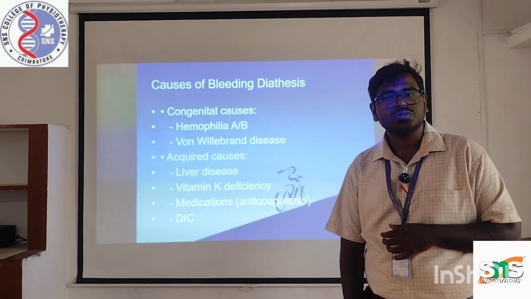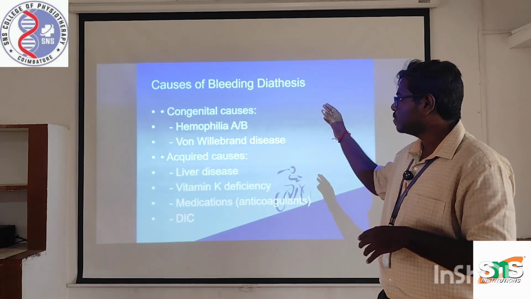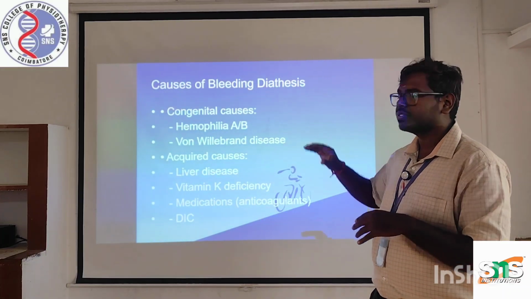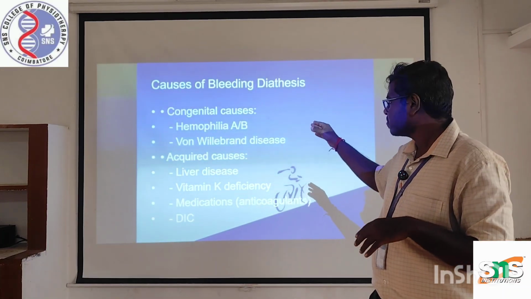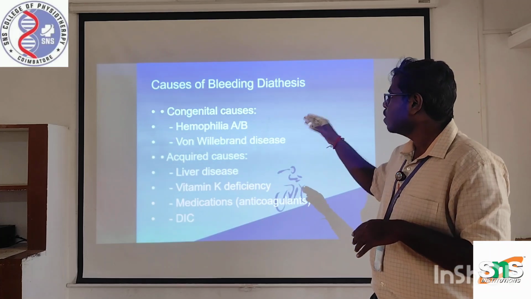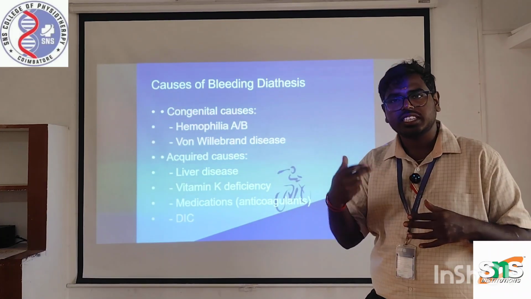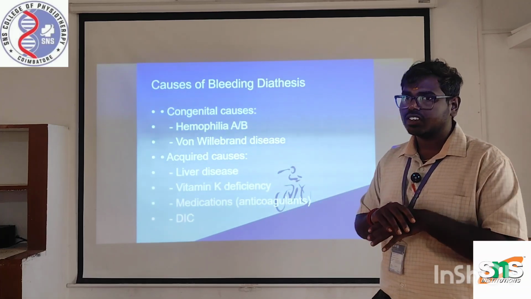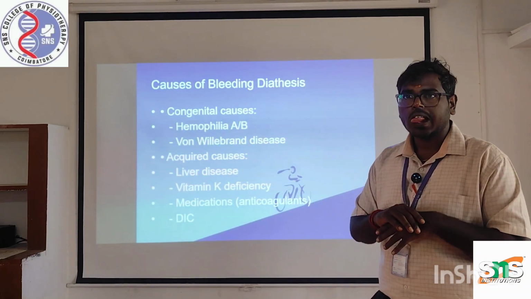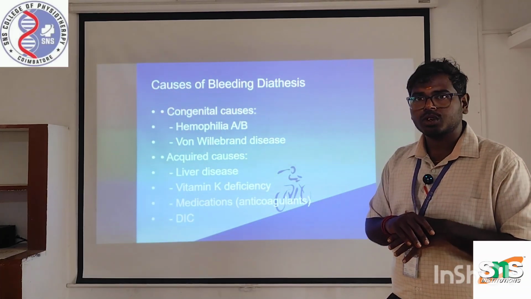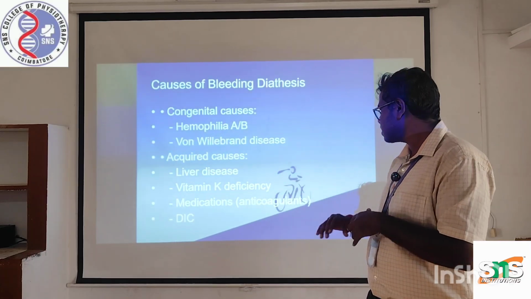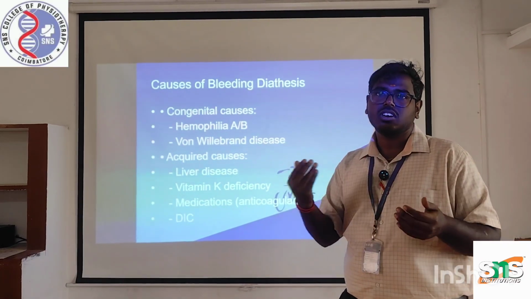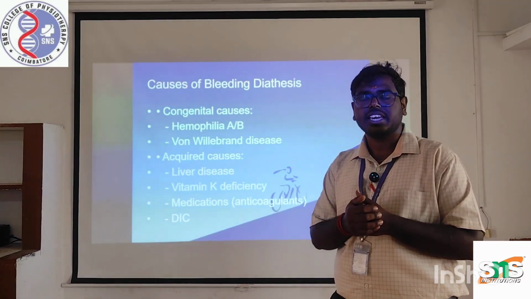The general causes of bleeding diathesis are, first, congenital causes. These comprise hemophilia A and B, and the second condition, von Willebrand disease. The second category is acquired causes, such as liver diseases, vitamin K deficiency, and side effects of some medications such as anticoagulants and DAC. These are the factors that cause the acquired cases.